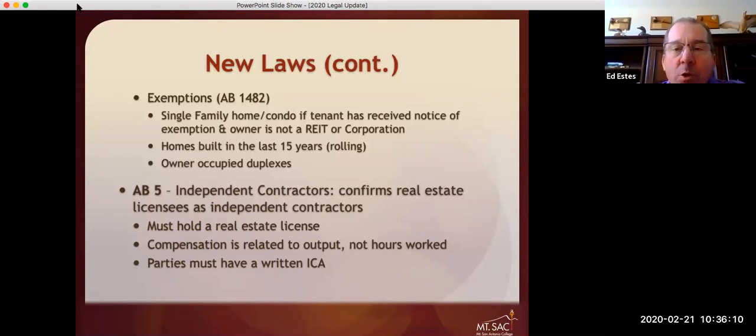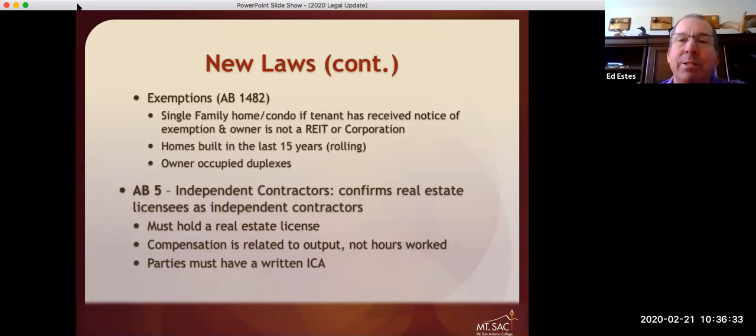First, if you hold a real estate license. Second, your compensation is based on commissions. And third, you have a written independent contractor agreement with your broker, then you are exempted and you can remain an independent contractor. But here's where we're going to see some problems.